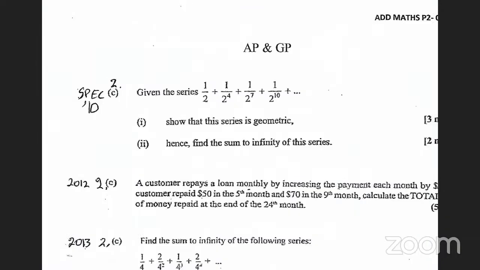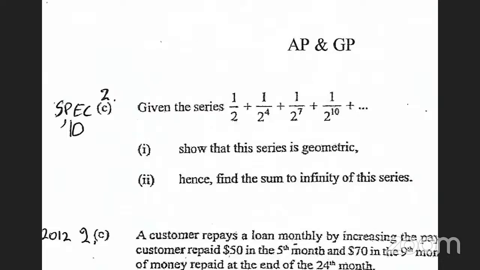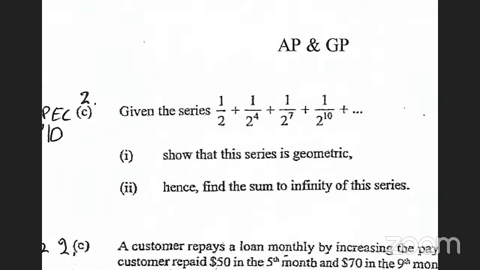All right, so let's start with this one here. The question said, show it is a GP. So in order for us to show it is a GP, what do you think we have to show? What do you think we have to show with part 1 to show it is a GP? Nathan, what do you think we have to show?